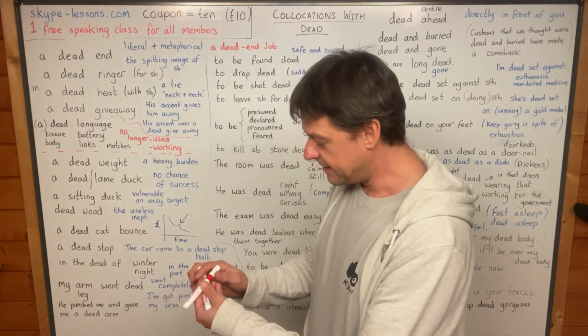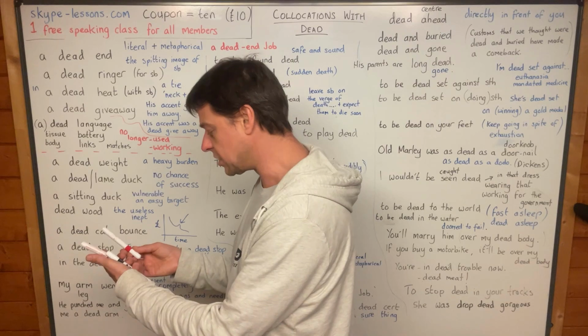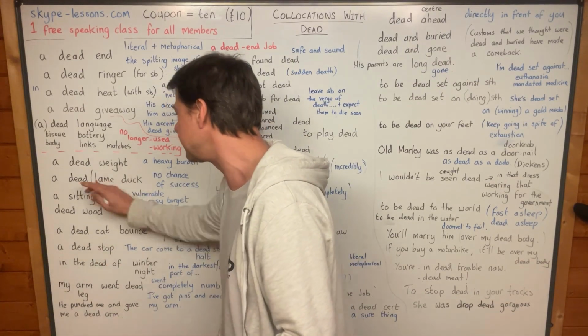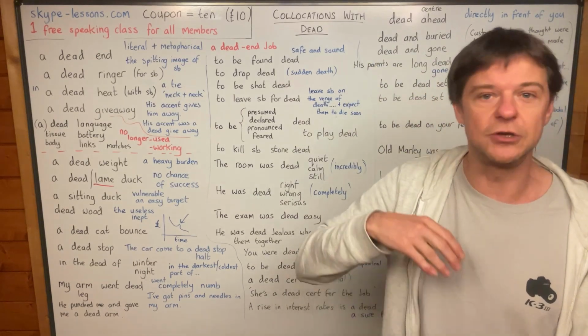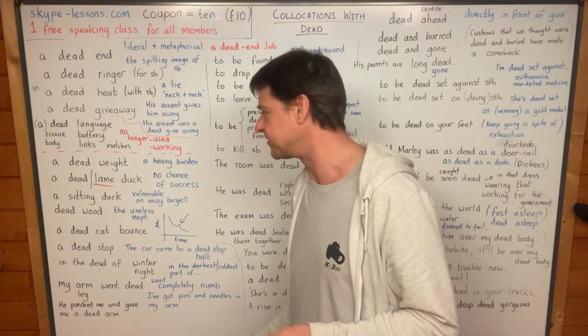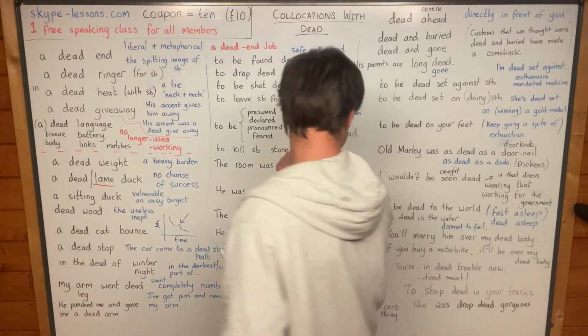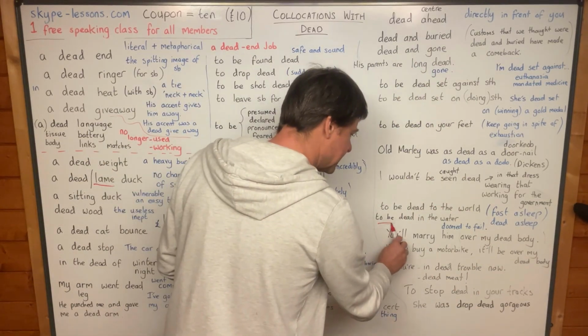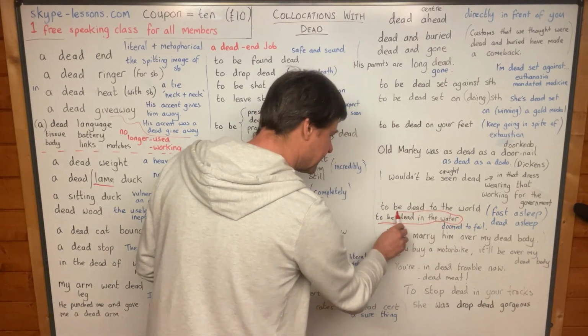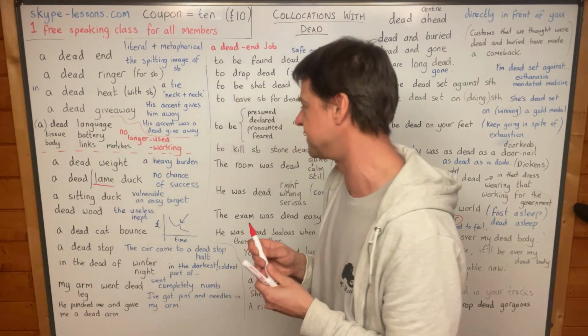Now, a dead duck or a lame duck, and I usually hear a lame duck if I'm honest. If something is a lame duck, then it has no chance of success. But sometimes you hear a dead duck, and that means it has no chance of success. So maybe a new policy from the government has no chance of success. It's a dead duck. It is dead in the water, which is very similar. If something is dead in the water, it is doomed to fail. Yeah, to be dead in the water, to be doomed to fail.